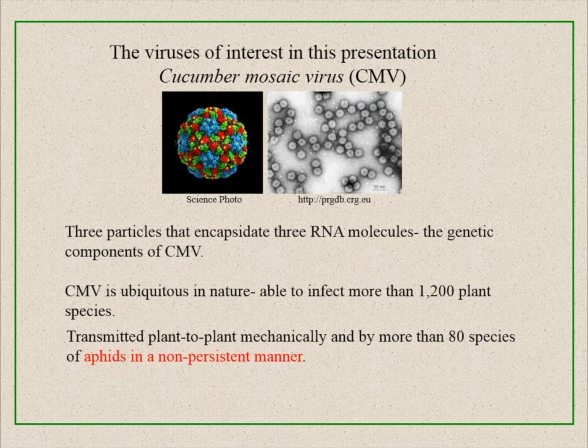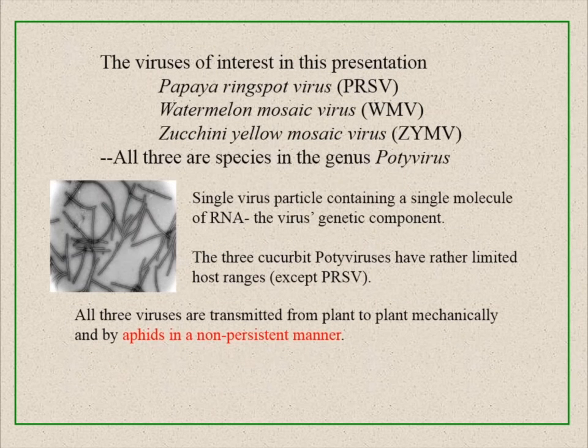This virus is ubiquitous in nature. It's able to infect more than 1,200 plant species, including many native plant weed species. It's transmitted plant to plant mechanically, sometimes through seed, and by more than 80 species of aphids in a non-persistent manner. And I have this in red because I will come back to this. This is important as we talk about trying to manage these viruses.